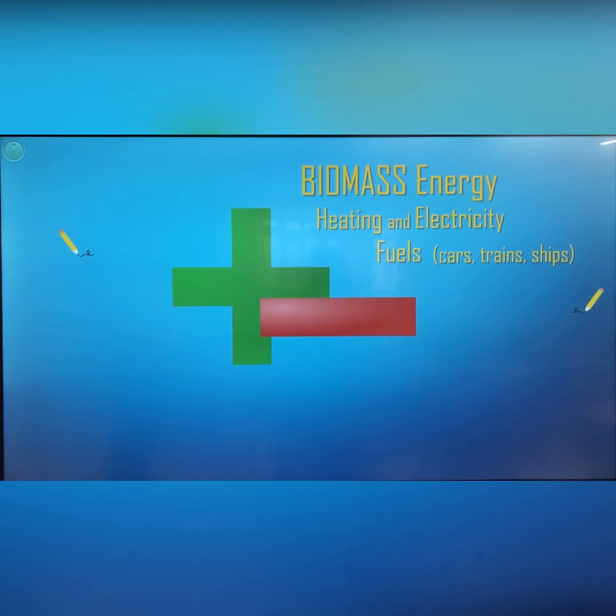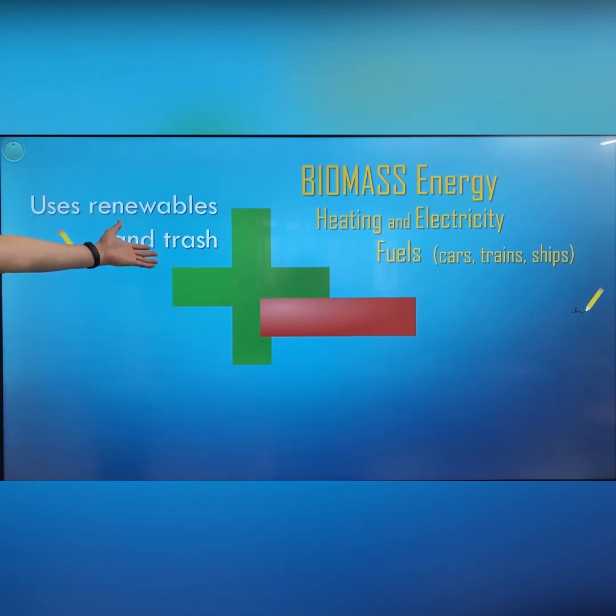Now, let's look at some specific positives or pros of using biomass energy. One is that it uses renewables, meaning things that we don't need, but we produce a lot of, like crop waste or human waste or any kind of products that we don't need. And of course, that includes trash.